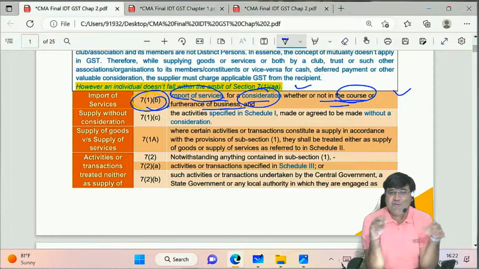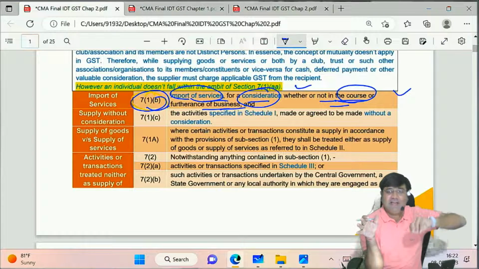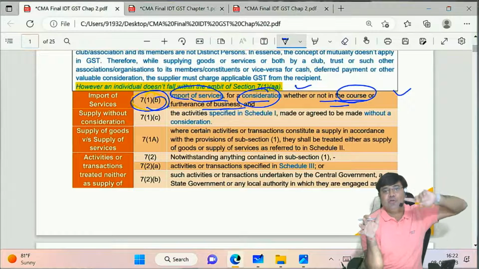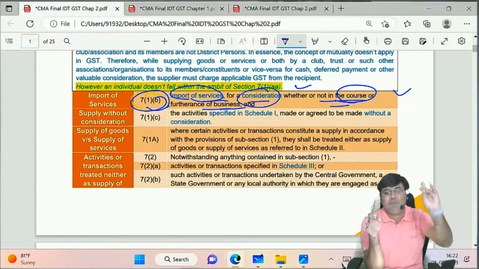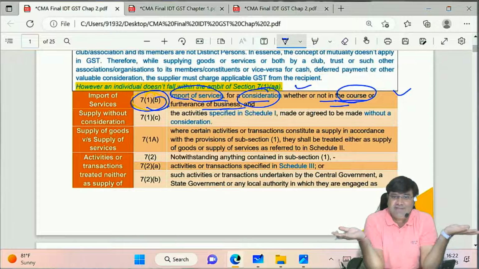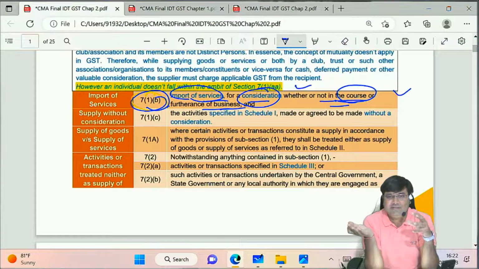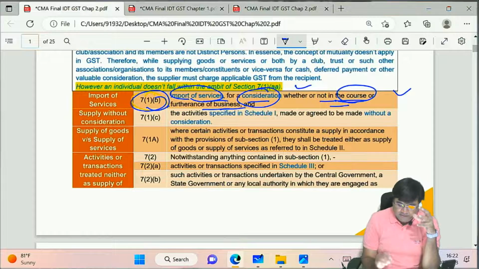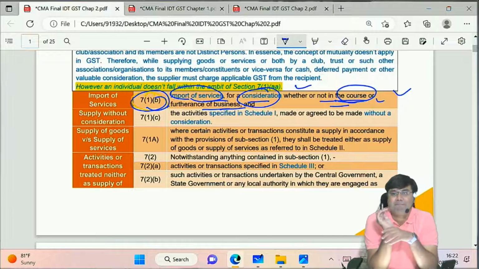So Facebook is free today. Tomorrow, let's say Facebook decides to charge you only $1 for a year. Then it is going to become supply subject to GST. It means you need to pay the tax. You may not be using it for business, but you have to pay the tax, because business becomes irrelevant here.